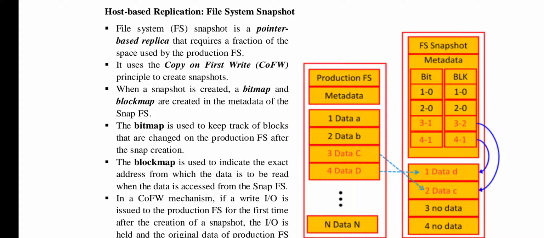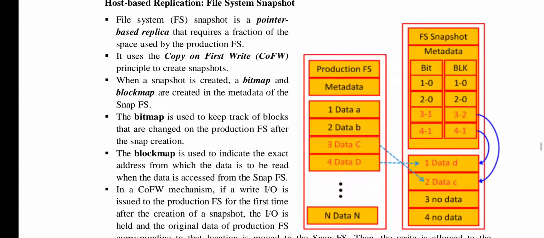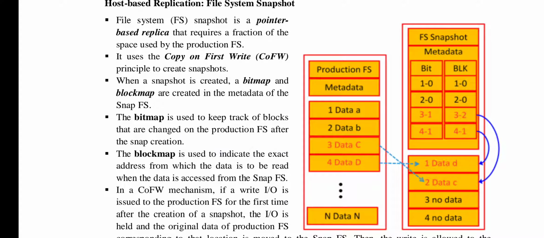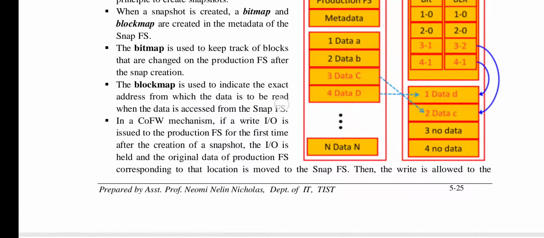In snapshots, a bitmap and a block map are created in the metadata. You can see the file system, this is the production file system, with some data like A, B, C, etc. On the first write, they create a snapshot, and the snapshot will have a bitmap and a block map. The bitmap is used to keep track of the blocks that are changed, and the block map is used to indicate the exact address from which the data is to be read.